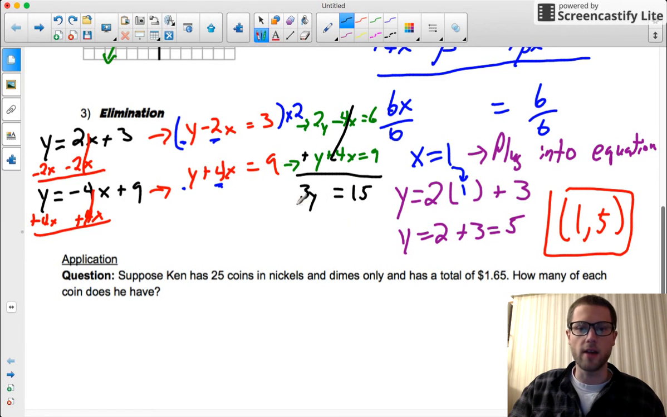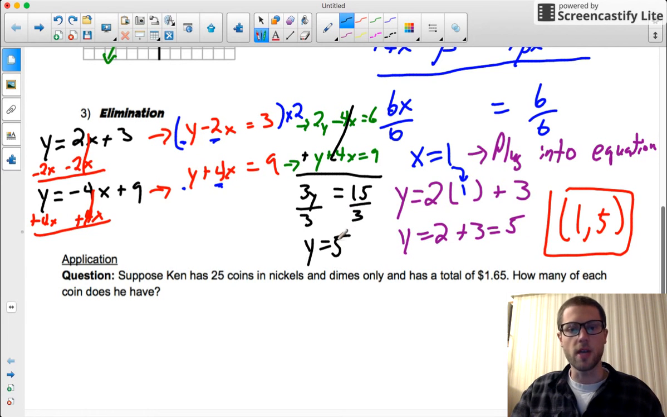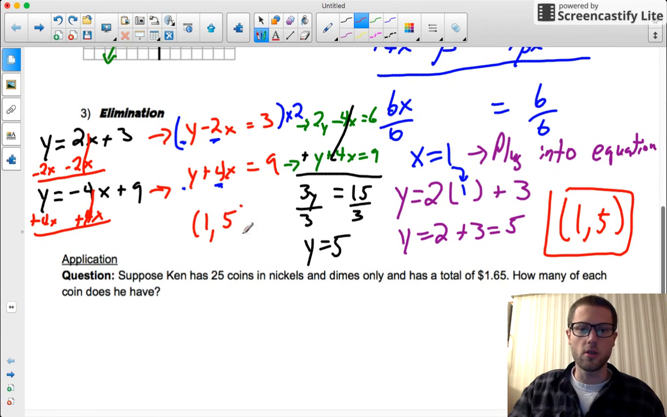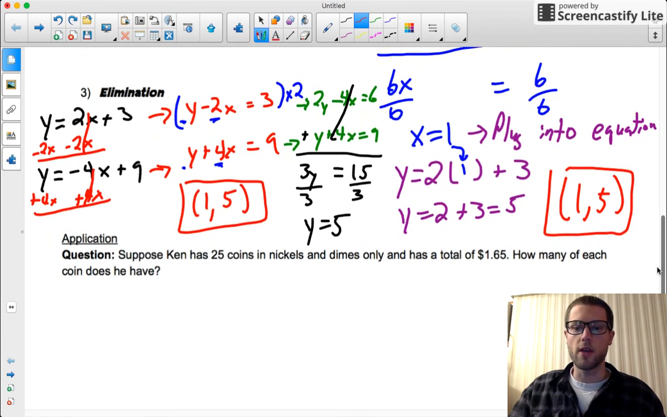And now this is one equation. I've eliminated the x, and I can solve for y by dividing each side by 3. I get y equals 5, which is what we had before with our other methods. Now to find the x, I would take this 5, plug it in for y in either one of my equations, and solve for x. And what we're going to find is we have the same solution of 1, 5. Up next, we're going to try an application problem, and we'll start that in the next video.